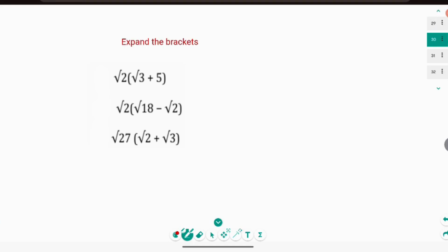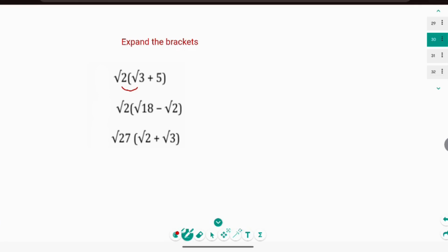Okay, so you've learnt the basic rules of surds. Let's see how you apply them to slightly higher level questions. So how do we expand these brackets? Well, you need to consider them as if they're just normal brackets. We're multiplying root 2 by everything inside the brackets. But let's not forget our rules of surds.